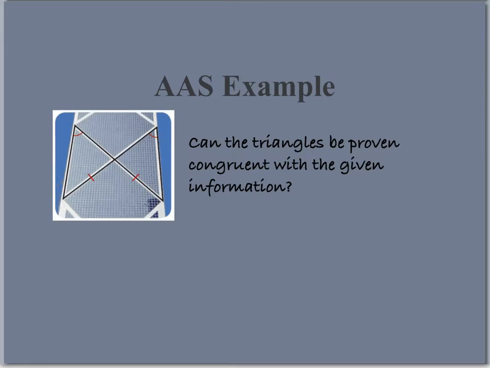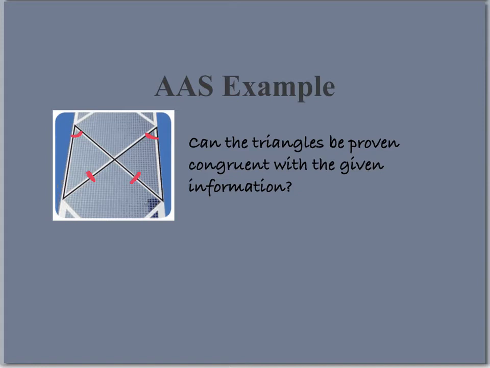This is actually something that I know very well. It's a foul pole down the left field line at a baseball field. It's got a screen up on it, and it's got some triangles there. I'm wondering, are those triangles congruent to each other based on the information that you've been given? It looks like we've got an angle congruent to another angle, and we've got a side congruent to a side. So we need another angle.